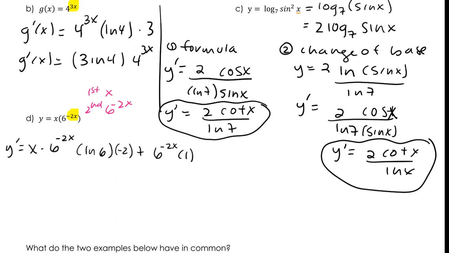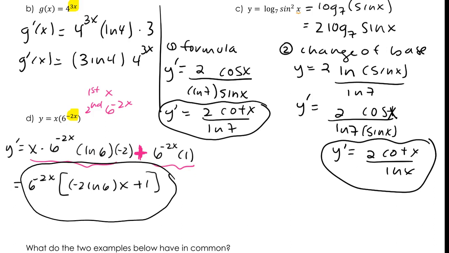Okay, now if you look at both of these, we have two parts here. Remember, I want you to think of this addition sign as really separating them, and you want to ask, what do they have in common? Do you see that they have a 6 to the negative 2x in common? So what's left in this first grouping? We're going to have a negative 2 natural log of 6 times x plus 1, and we're done.